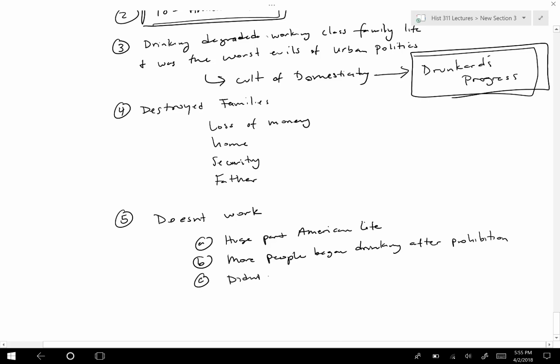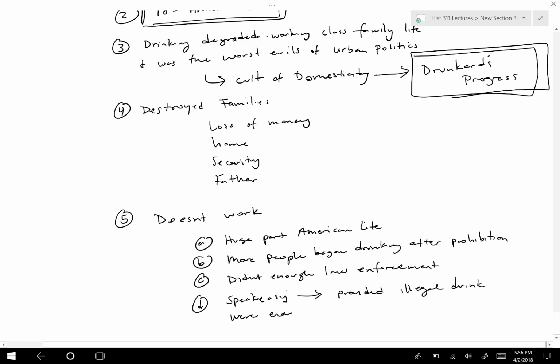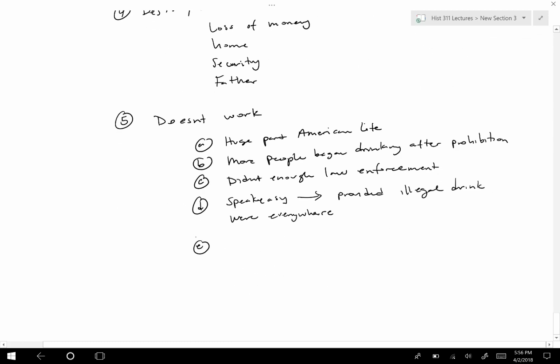They didn't have enough law enforcement. And in fact, every town had a speakeasy. Speakeasies, which provided illegal drink, were everywhere. And it created more organized crime. Right, so all of this became problematic with Prohibition.